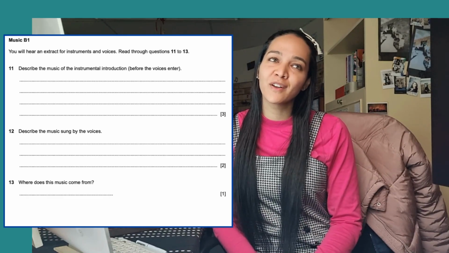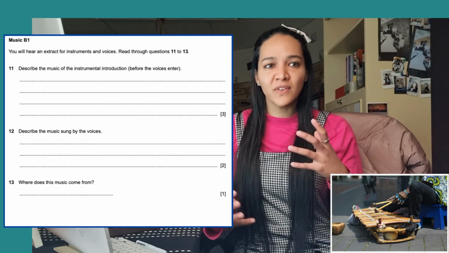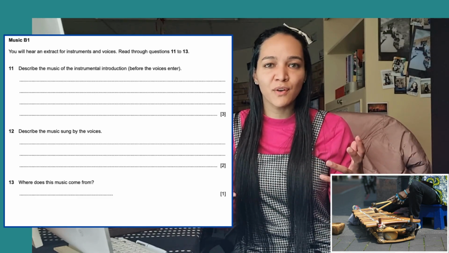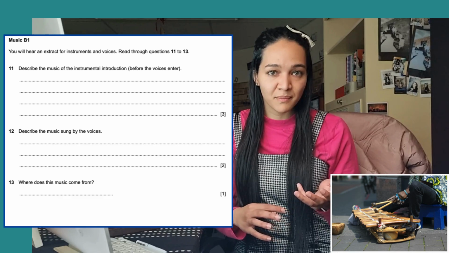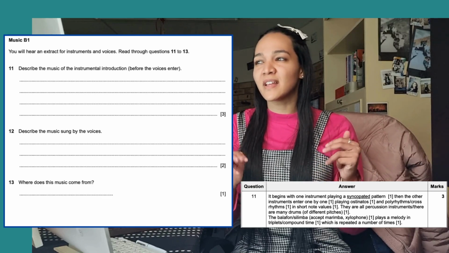And then the balafon, African xylophone basically, starts playing a melody in what feels like triplets, but we can also identify that as compound time. And that is then repeated quite a few times. So any of the 3 facts there will give you your 3 marks.